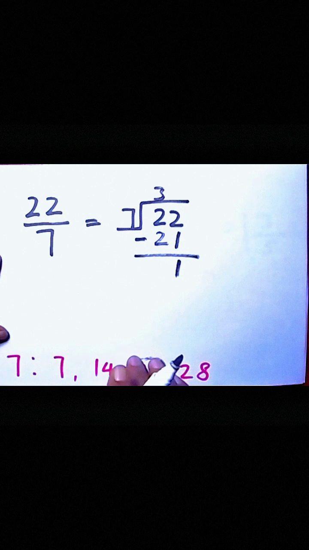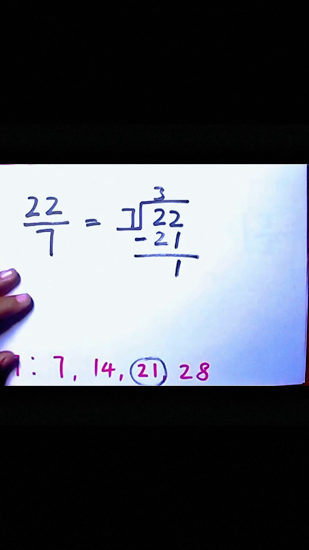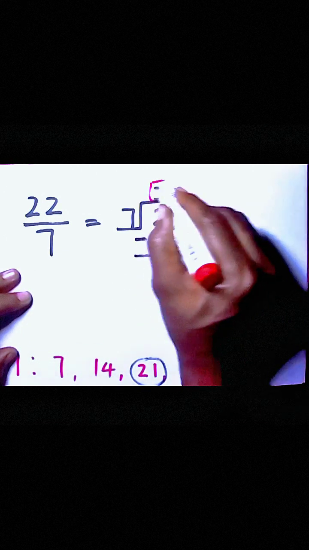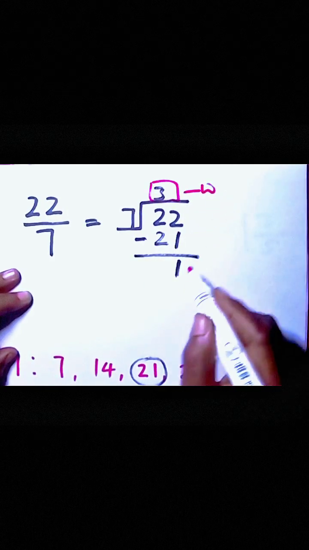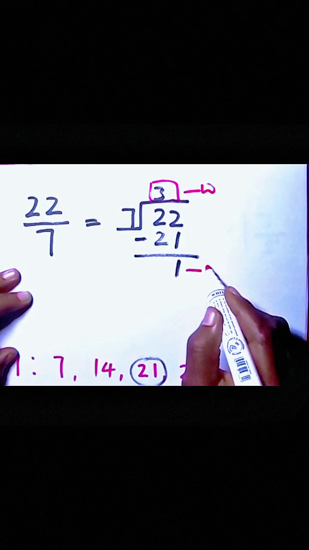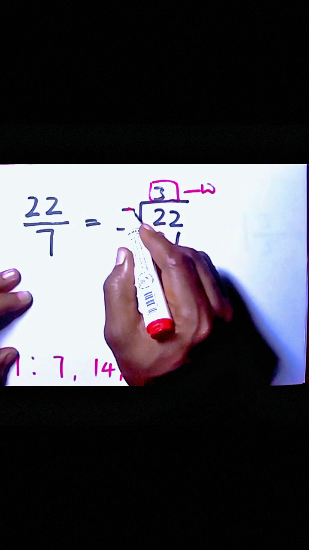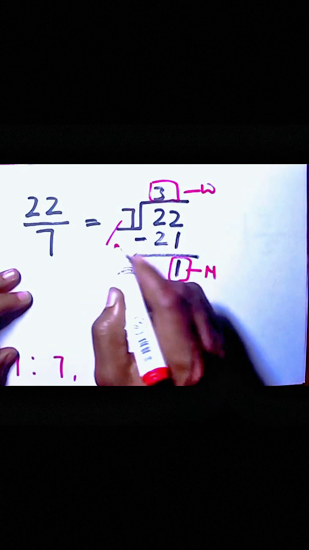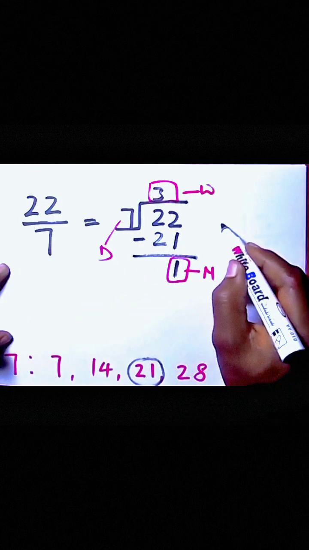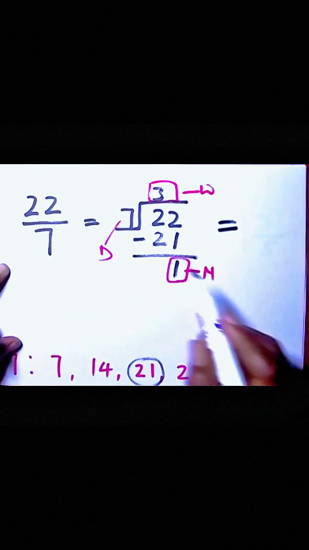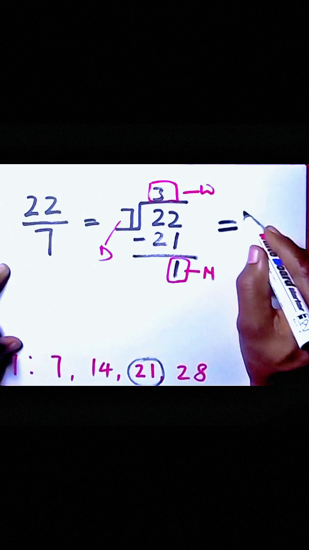And remember what we said the last time. Once you get to this point, this will be the whole number. This will be the numerator, while this would be the denominator. So what are we getting? Very simple. The whole number is 3.